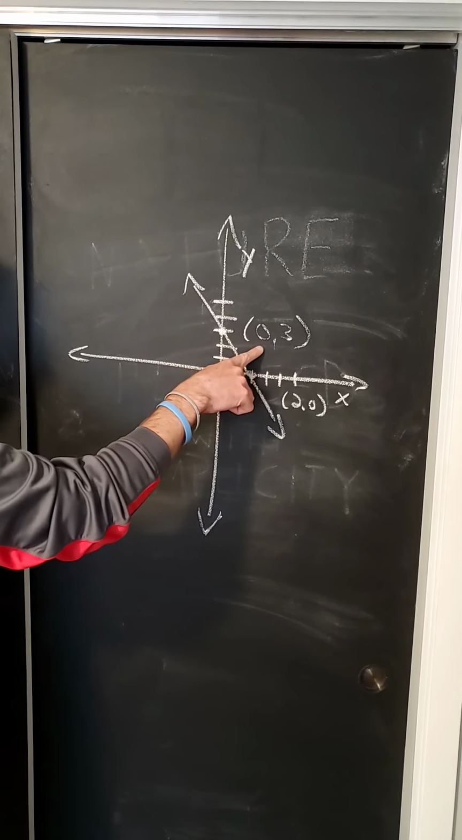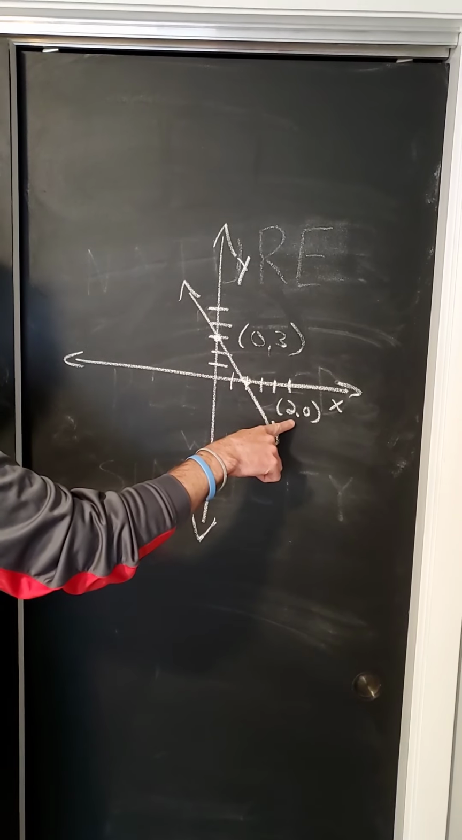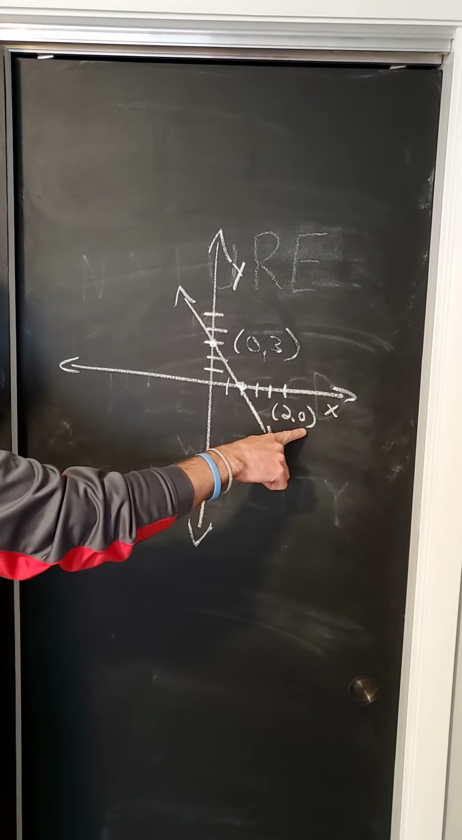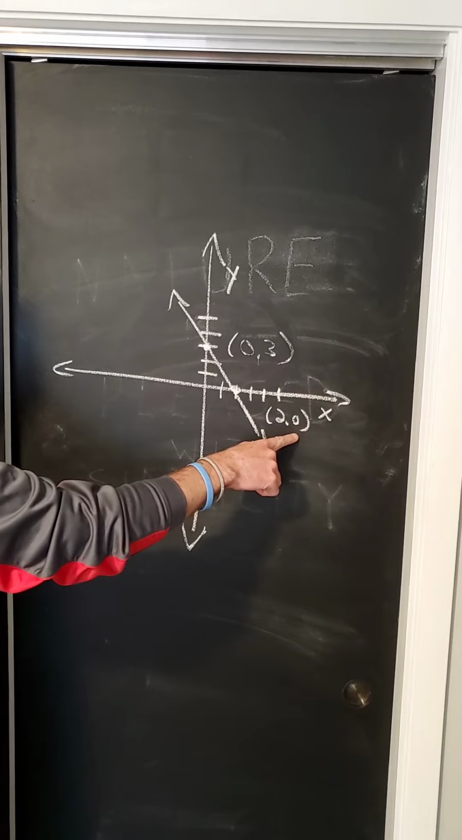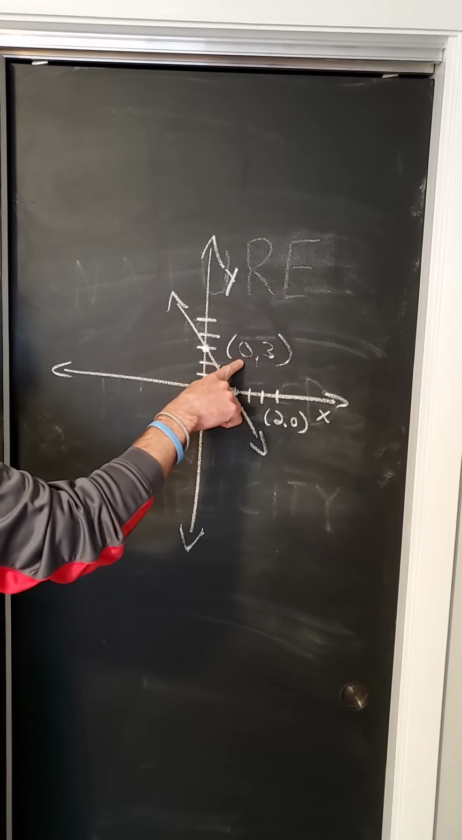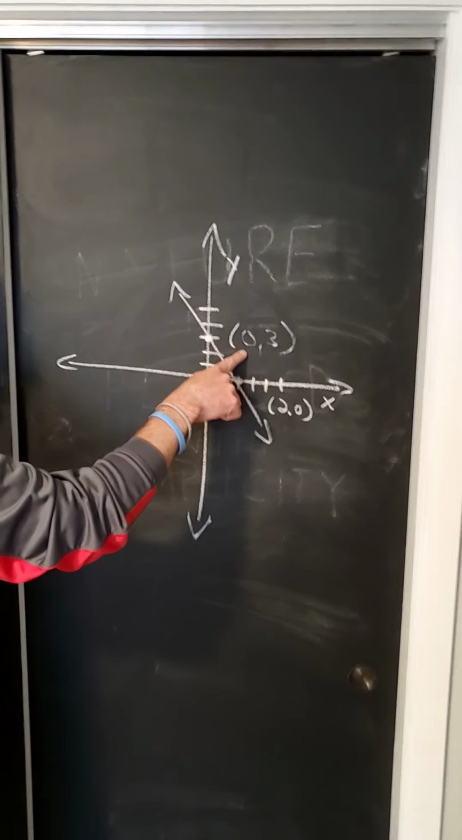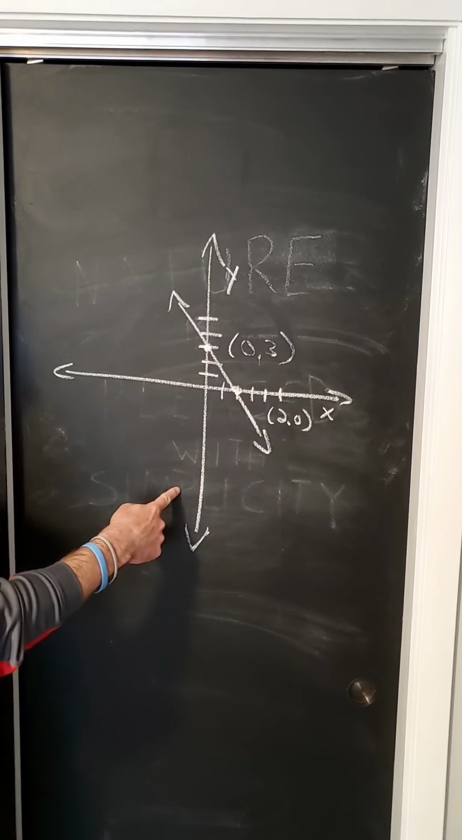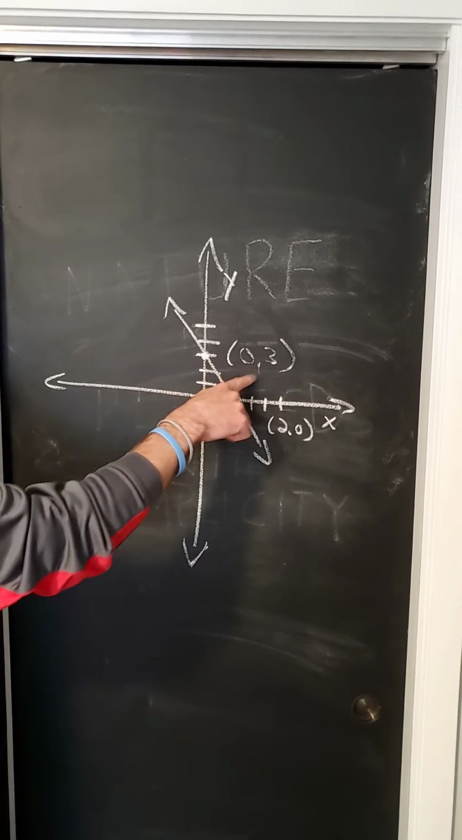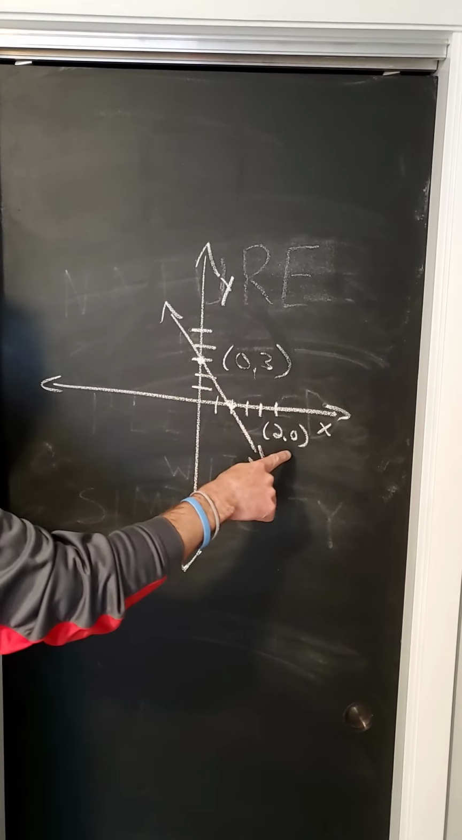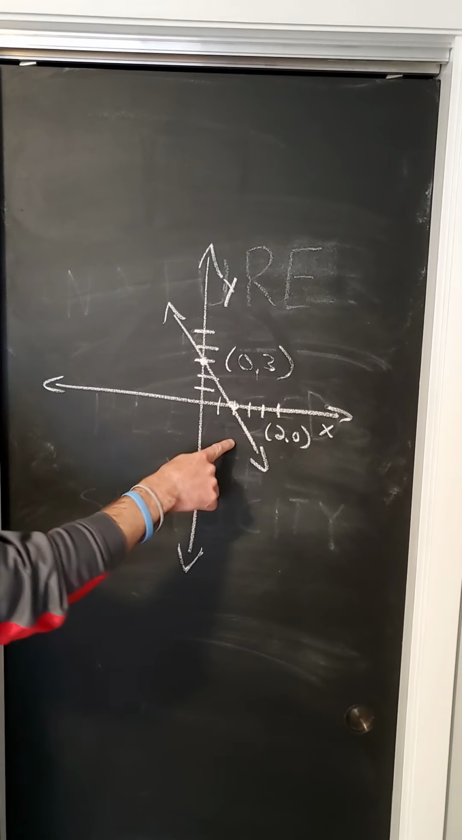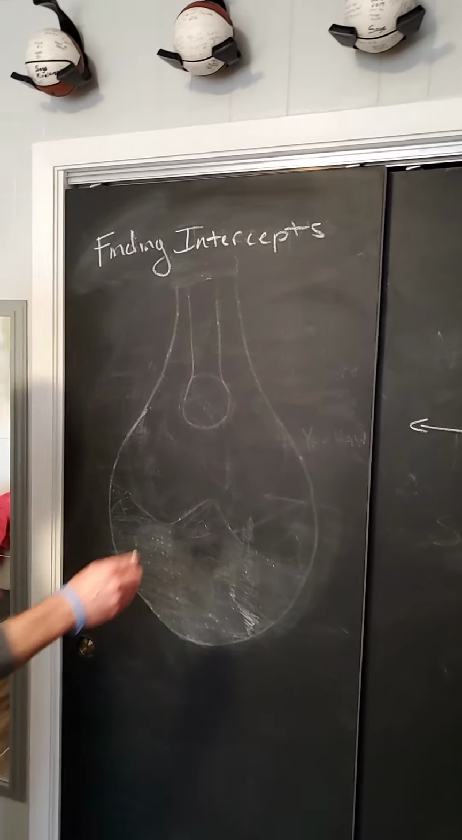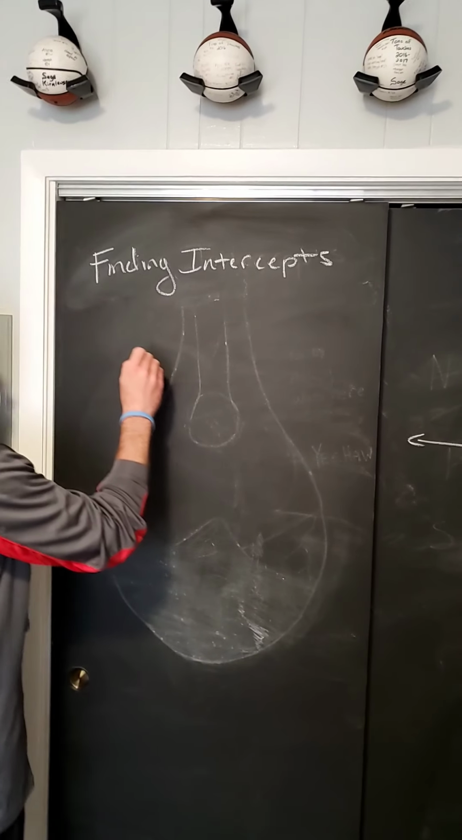This is my y-intercept. Notice though, all of the x-intercepts are always going to have a y value of 0, and all of our y-intercepts are always going to have an x value of 0. Always, always, always. It's always on this line. So the x value is always 0 for a y-intercept, and the y value is always 0 for an x-intercept. Now we're going to use that over here. Let me just make one up.